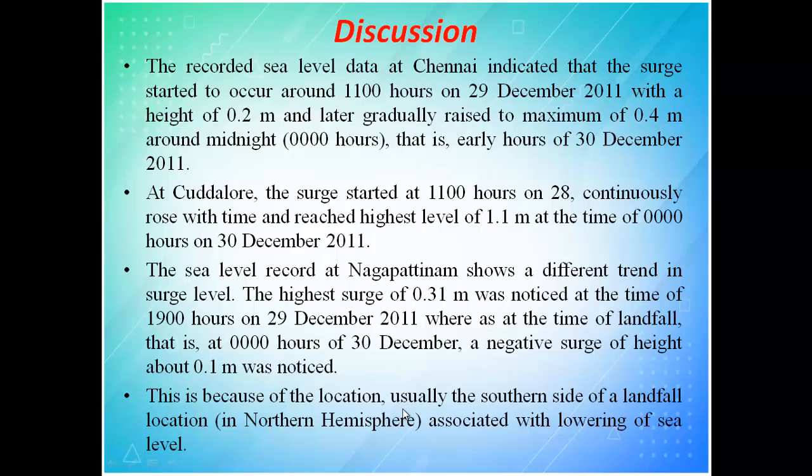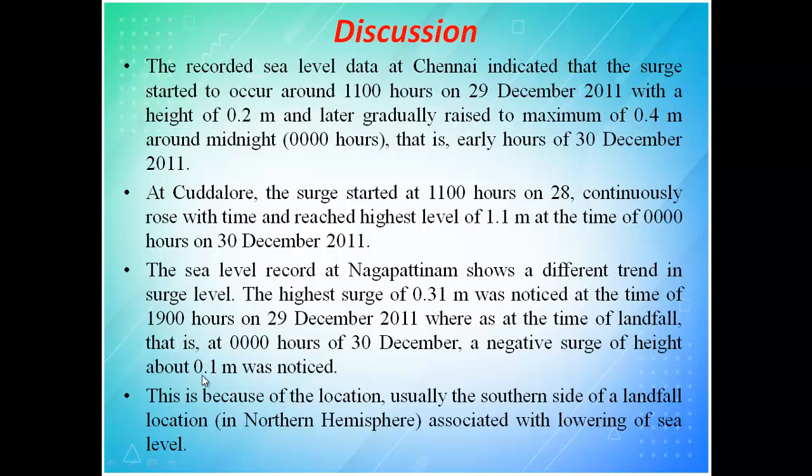The sea level recorded at Nagapattinam shows a different trend in surge level. The highest surge of 0.3 was noted at 19 hours 29 minutes. Okay, so you can see the difference. Here at 11 on 29th December it was 0.2, whereas at the same time in Nagapattinam it was 0.31, and when Chennai got to 0.4 it had become 0.1.